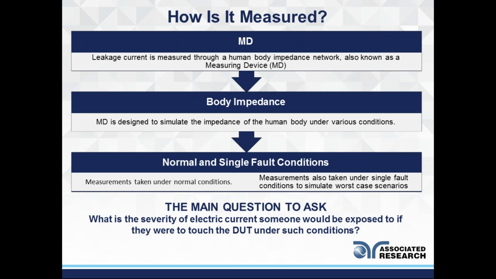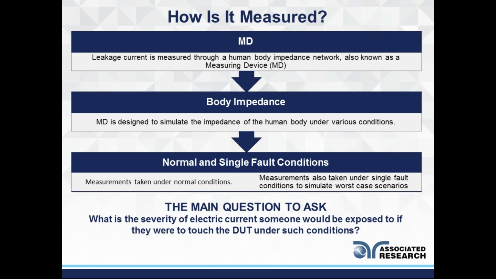Now, I was referring to the normal and single fault conditions. These are measurements taken under normal conditions, so that just means I plug in my medical device, run it, how much leakage do I see? How much patient leakage, how much enclosure leakage, earth leakage, auxiliary leakage. Those are your normal conditions, where we don't expect a lot of current leaking because obviously we can't have it going to the person connected to the medical device. And under fault conditions, measurements are also taken under single fault conditions to simulate worst case scenarios.